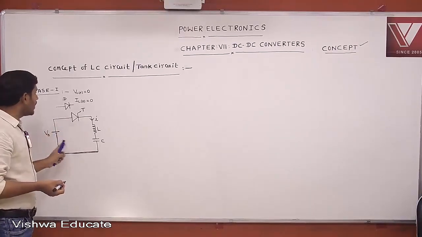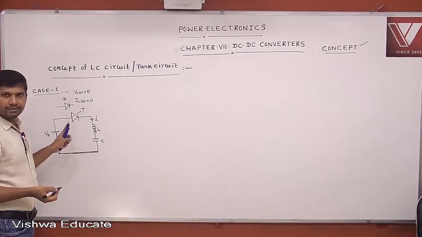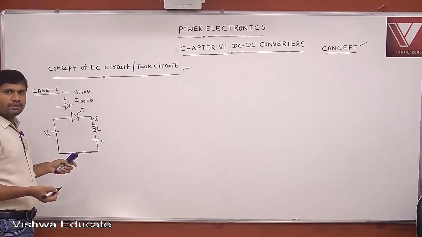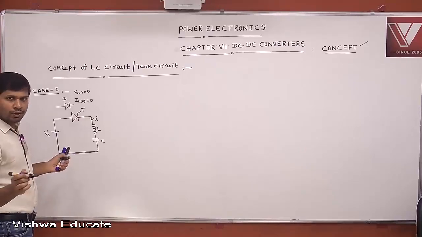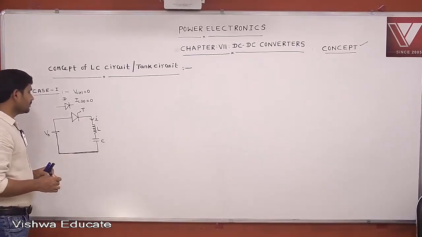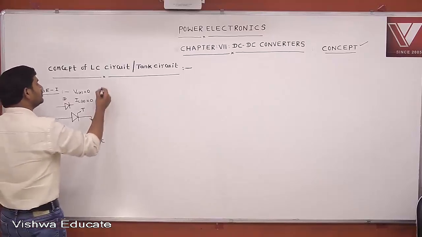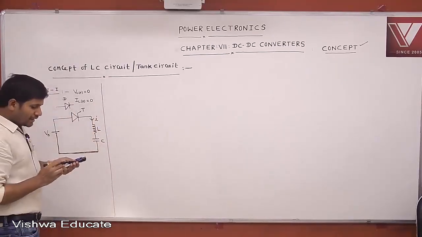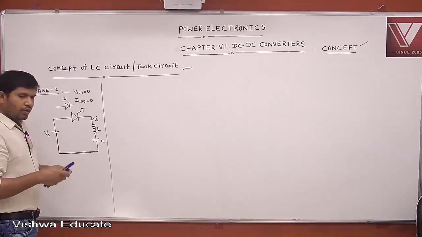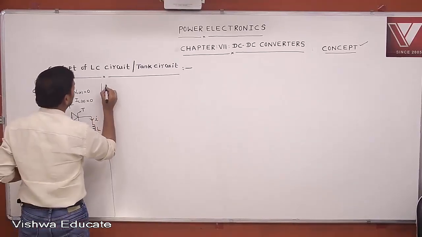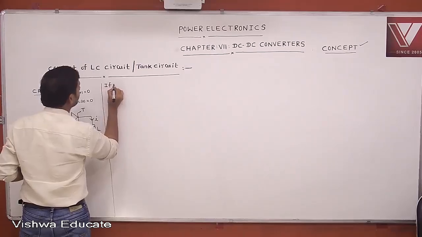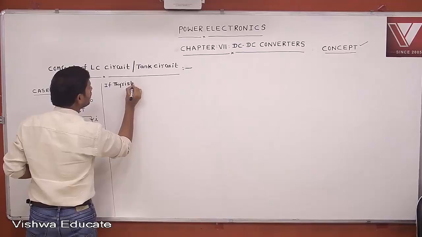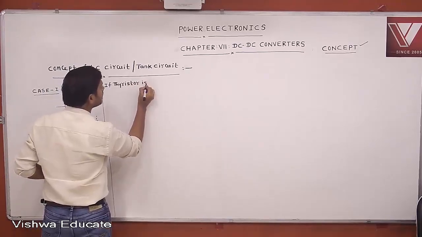Here in this circuit I am using one unidirectional device. It may be a diode or thyristor. Let the thyristor be triggered at alpha equal to 0. Now tell me, if the thyristor is conducting in this circuit, what is the equivalent? Note down, if the thyristor is conducting.